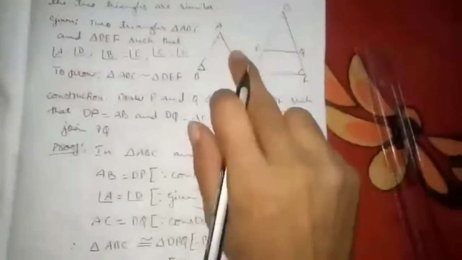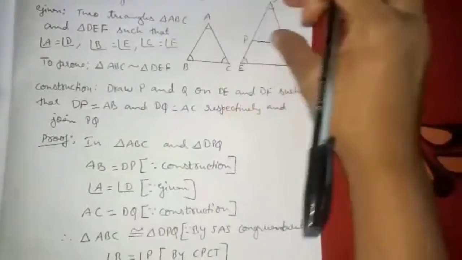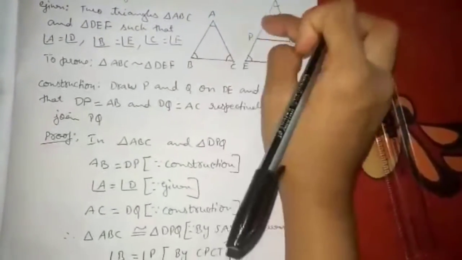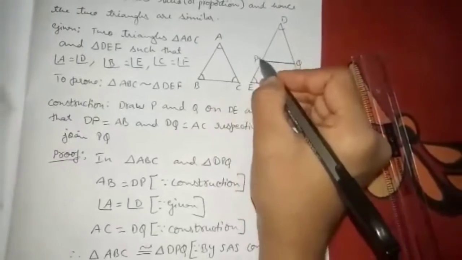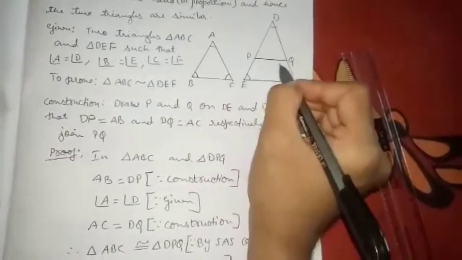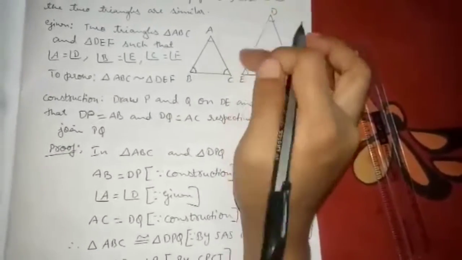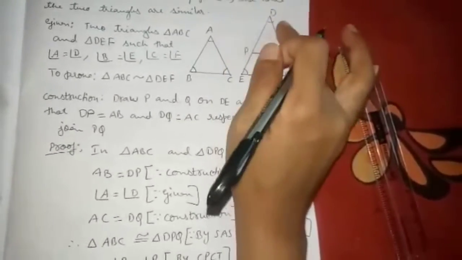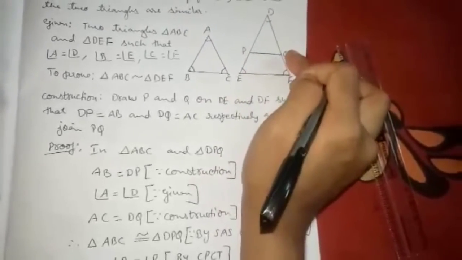We have taken this triangle and this triangle, right? If two triangles are similar, then their corresponding angles are equal. Angle A is equal to angle D, angle B is equal to angle P, and angle C is equal to angle Q. So these are the corresponding angles: A and D, B equals P, C equals Q. These are the corresponding angles.